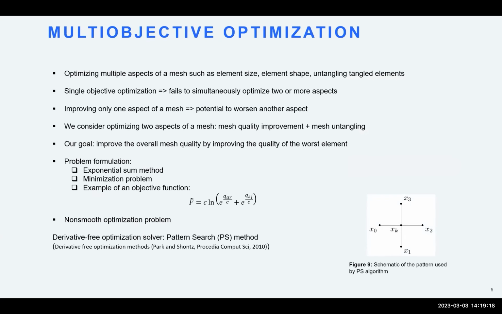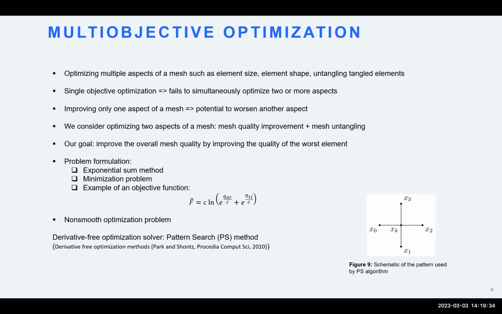Now, let's say we have a mesh that has non-ideal elements, and we want to improve the quality of that mesh. We want to get rid of those non-ideal elements. So how do we do that?